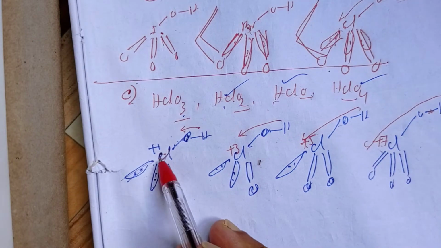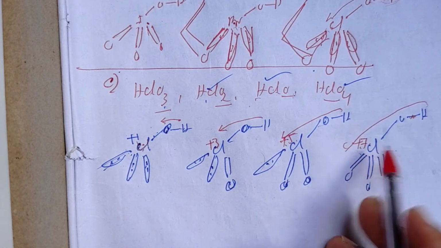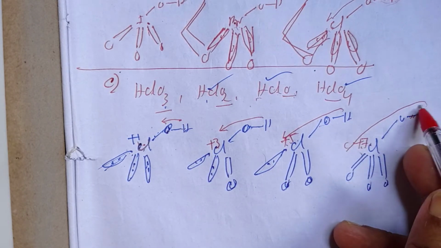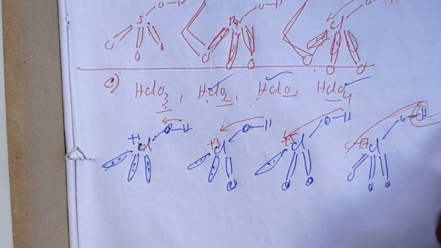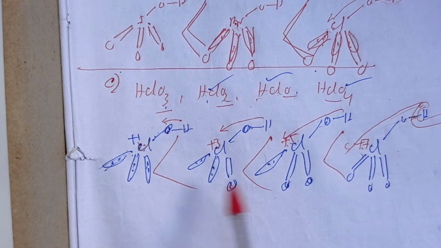As the positive oxidation state of the central metal atom increases, the polarity gradually increases, and the H+ ion is released more easily. So acidic strength increases gradually in this order.